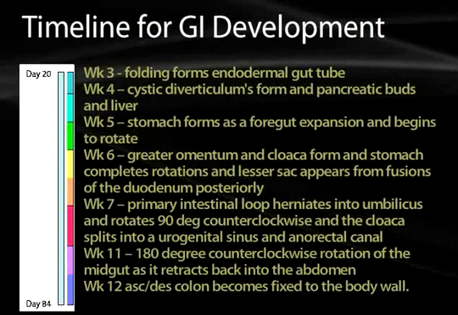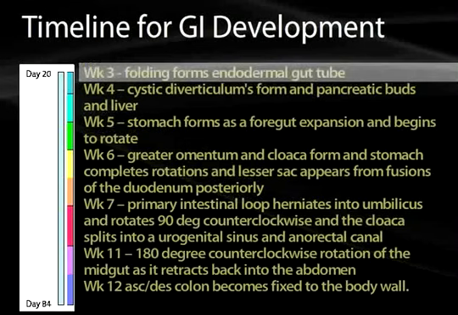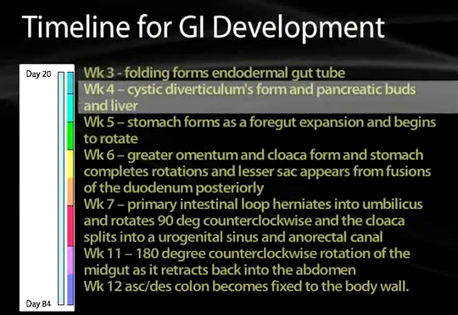As we look at the development of the GI, we'll start at the folding point of day 20, and it starts and completes by day 84. At the end of the third week, the craniocaudal and lateral wall folding will encase and enclose the endodermal gut tube. On the gut tube, there will be cystic diverticuli that form the pancreatic buds and the liver buds.